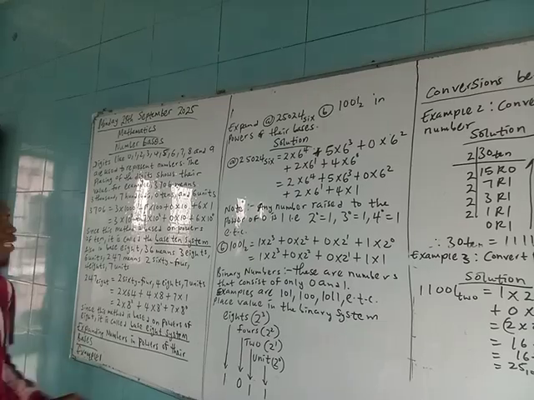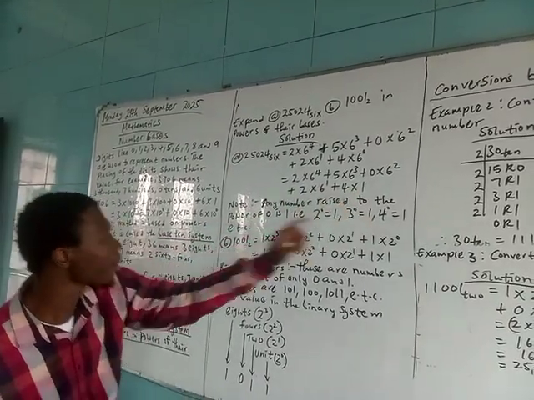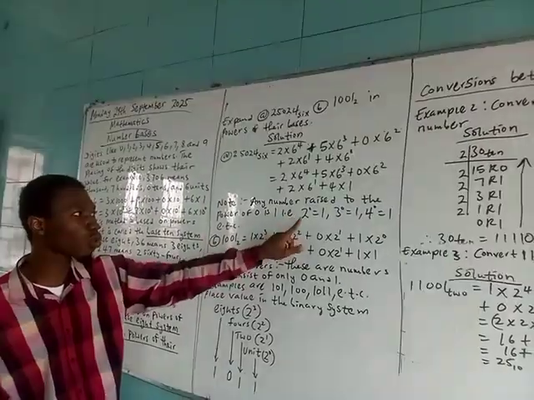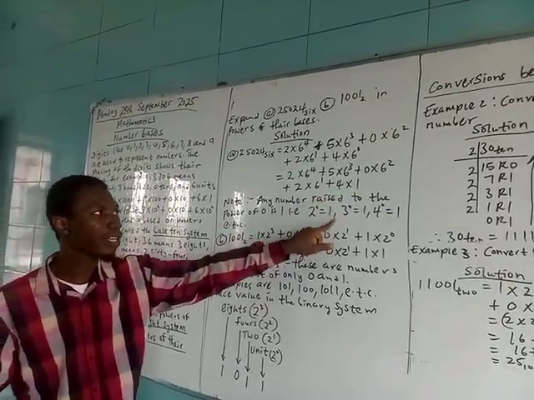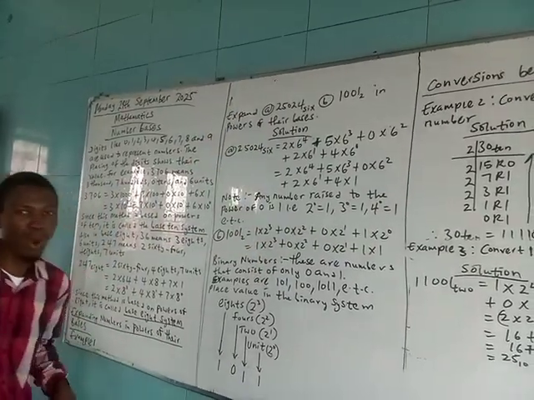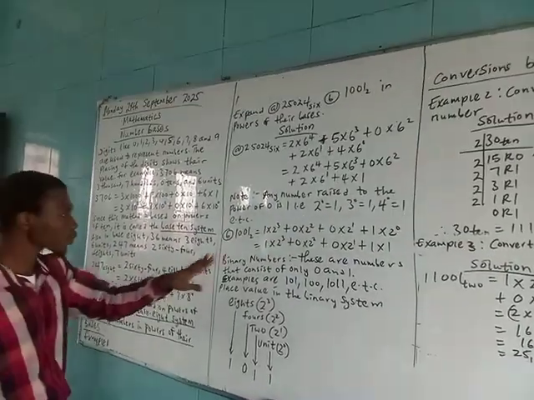Now take note of this, that any number raised to the power of 0 is 1. 2 raised to the power 0 is 1, 3 raised to the power 0 is 1, 4 raised to the power 0 is also 1, and so on and so forth.